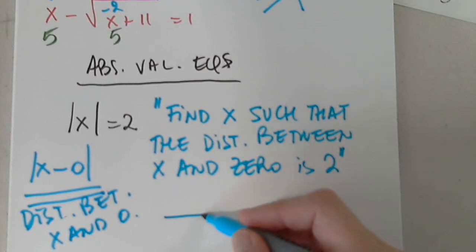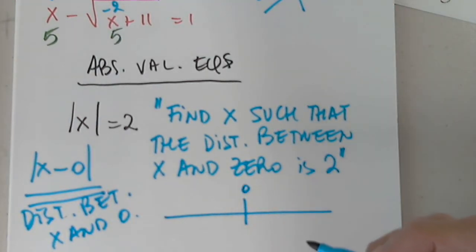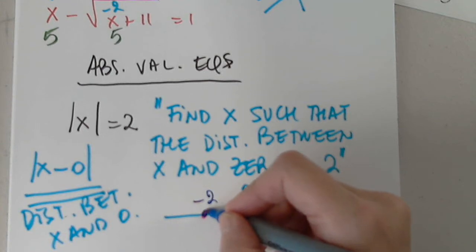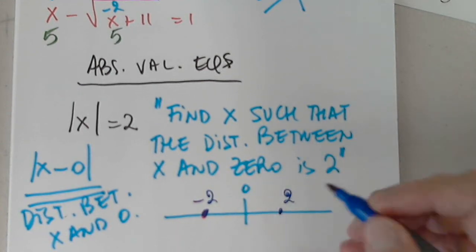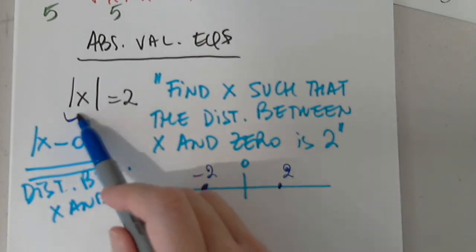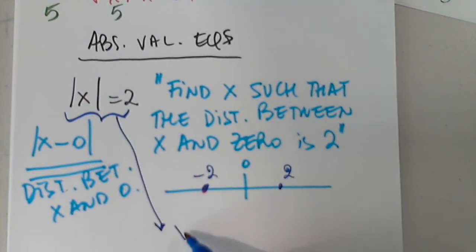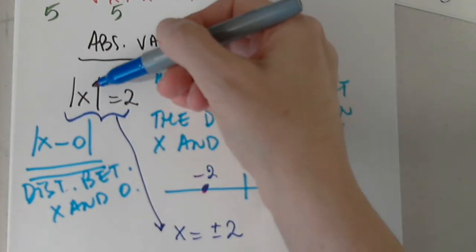So let's look at it on the real line. Here's 0. And tell me how many numbers have the distance from 0 exactly 2 units? 2. Yes, I'm sure you're going to say negative 2. Negative 2 and positive 2. And see why this equation has x equals plus or minus 2. Plus or minus comes from the absolute value.